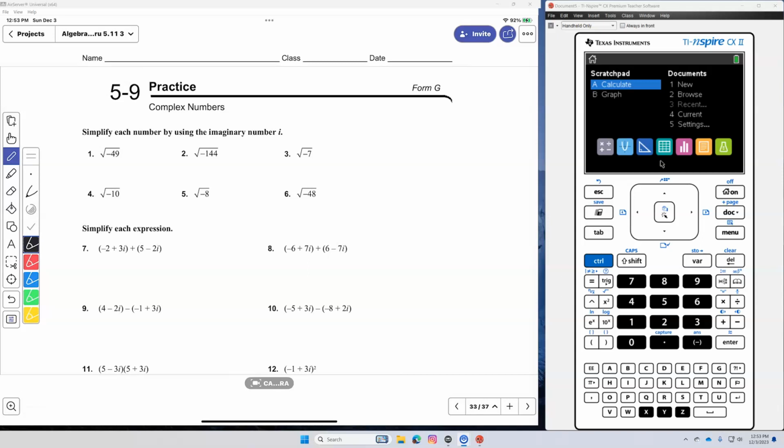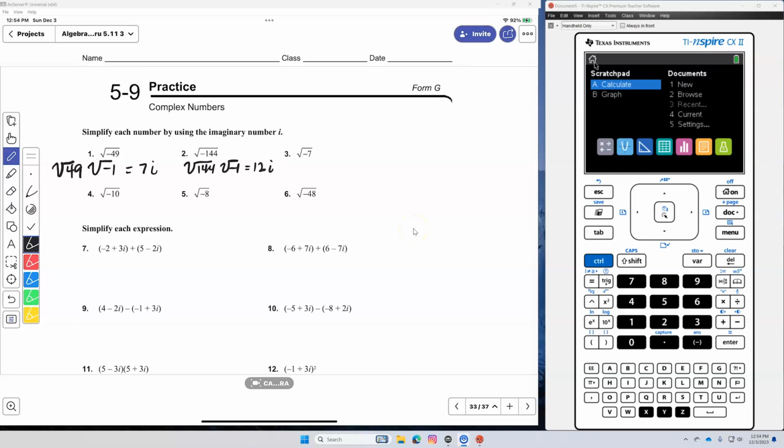This assignment will be adding, subtracting, or multiplying complex numbers. So we have the square root of negative 49, which is the square root of 49 times the square root of negative 1, which gives you 7i. The square root of negative 144 is the square root of 144 times the square root of negative 1. We know that the square root of 144 is 12, and the square root of negative 1 is i, so it's 12i.